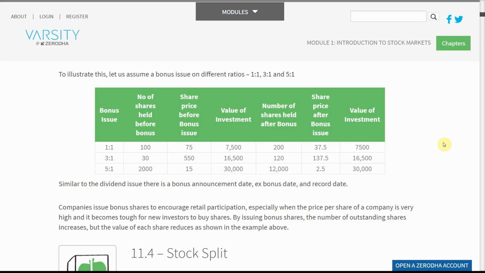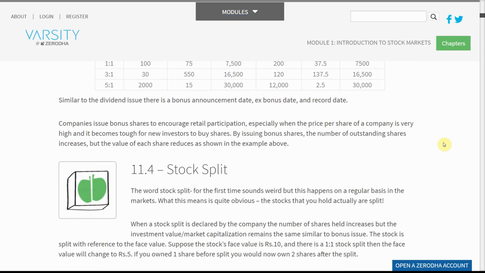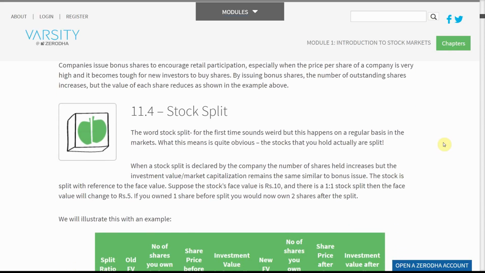Similar to the dividend issue, there is a bonus announcement date, ex-bonus date, and record date. Companies issue bonus shares to encourage retail participation, especially when the price per share of a company is very high and it becomes tough for new investors to buy shares. By issuing bonus shares, the number of outstanding shares increases, but the value of each share reduces as shown in the example above.